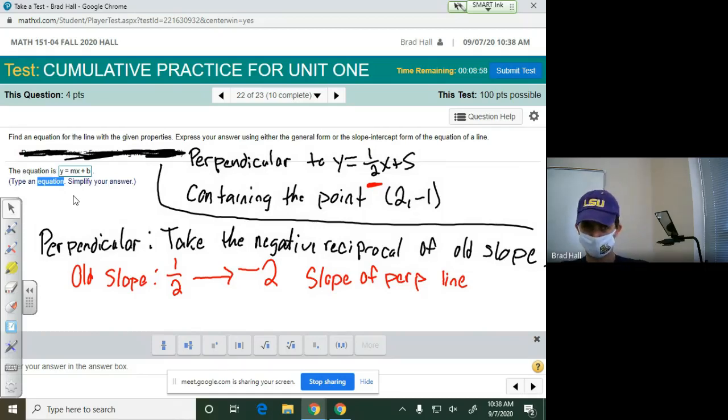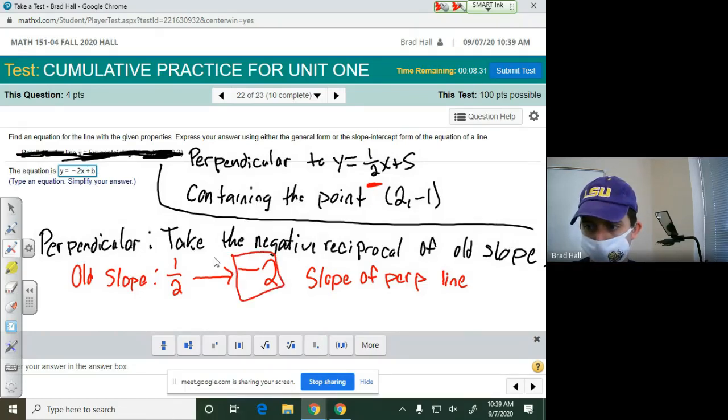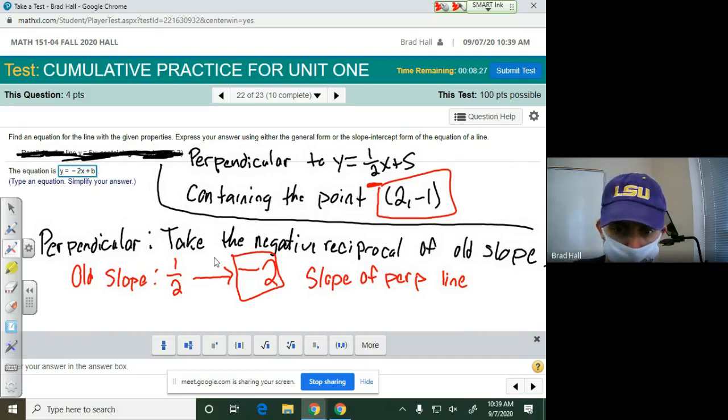There you go. So we figured out that the slope is -2. And now we have to figure out the y-intercept. Well, I don't see the y-intercept. We have the slope and we have a point. Well, we can use point slope.